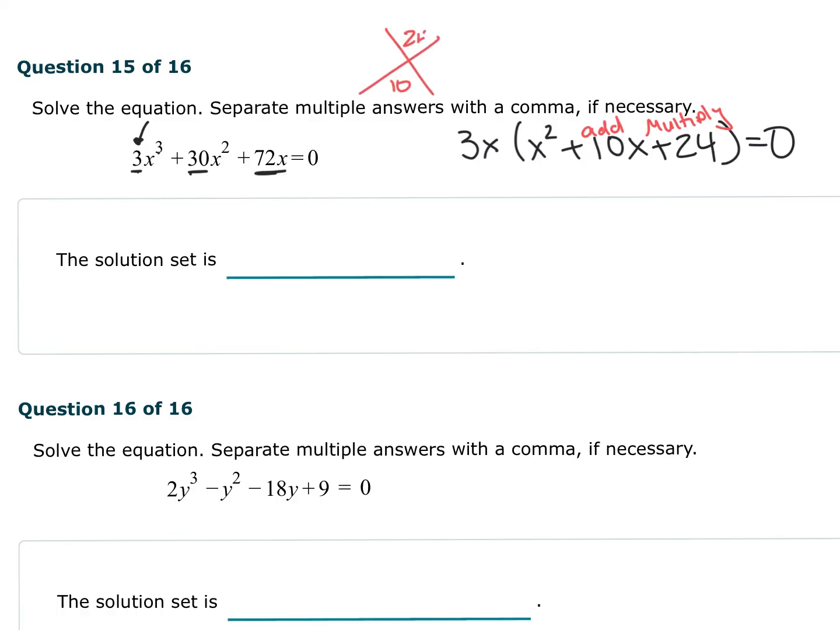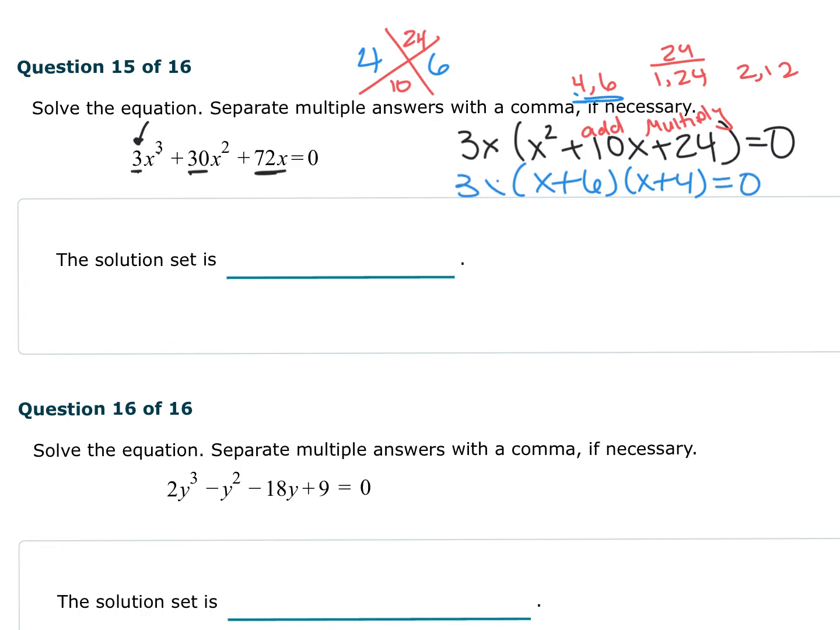I can list the factors of 24 if I need to, like what times what equals 24. And hopefully, eventually I see that it's going to be 4 and 6, right? So positive 4 and positive 6 will give me a positive 10 when I add them together, and when I multiply, it also gives me 24. All right, now I've got my 3 factors.